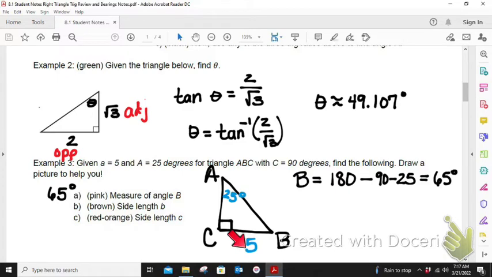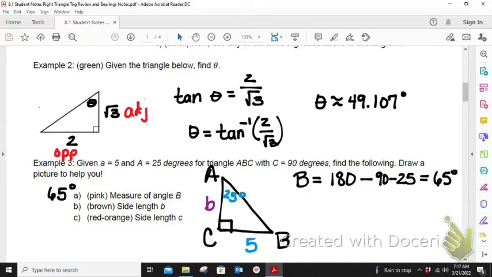I only know one side, so I can't do the Pythagorean theorem. If I want to do the Pythagorean theorem, I have to know at least two sides, but I only know one. The only one I know is little a. So we have to use trig to find the missing side. We could do sine, cosine, or tangent. Well, actually, no, we can't. I'm going to take that back. So if I'm trying to find little b, this is little b.